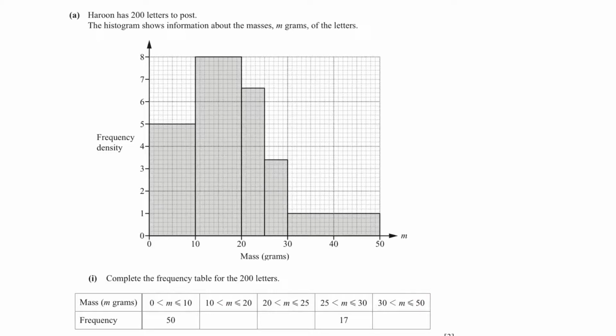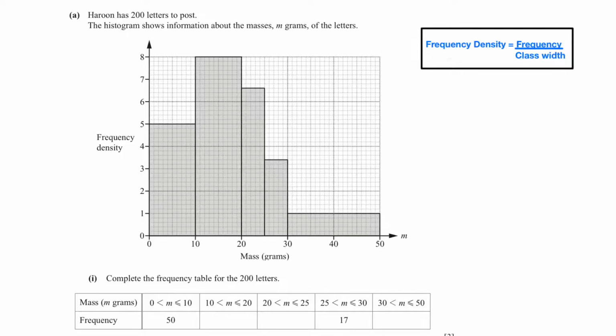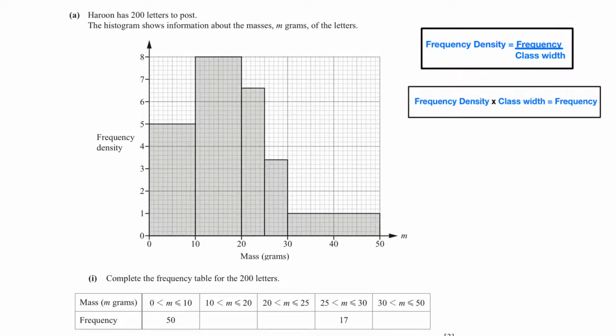To find the frequency, we use the formula. First, there's a basic formula that you need to know. You need to know that frequency density is equal to frequency over class width. But we already have the frequency density and we have the class width. So if we rearrange this formula, we will get frequency density multiplied by class width is equal to frequency.